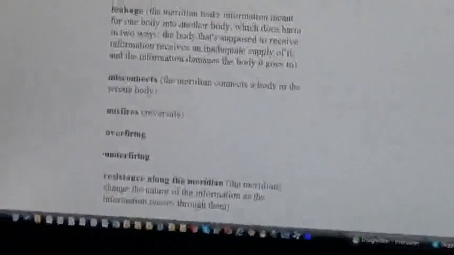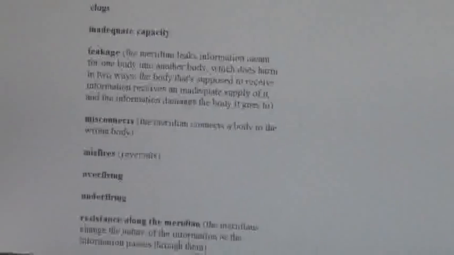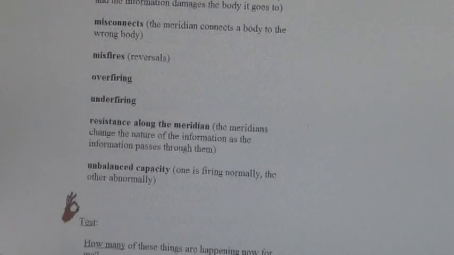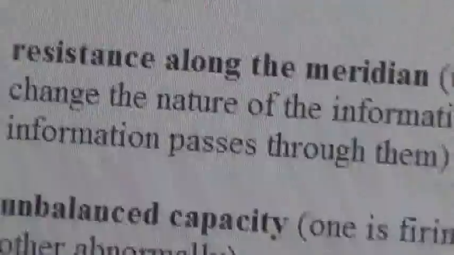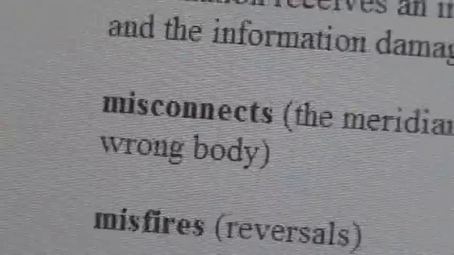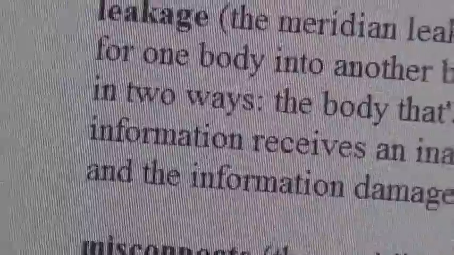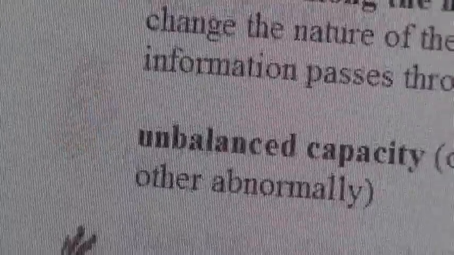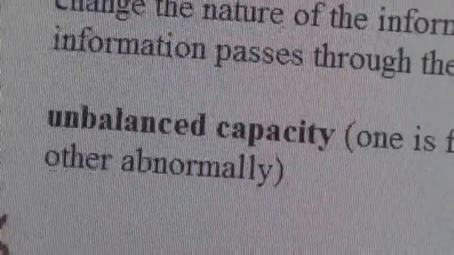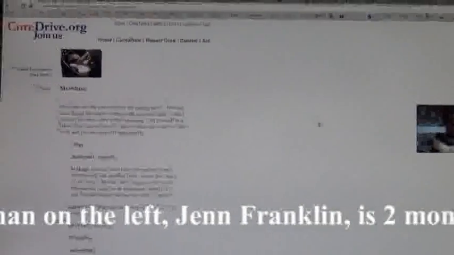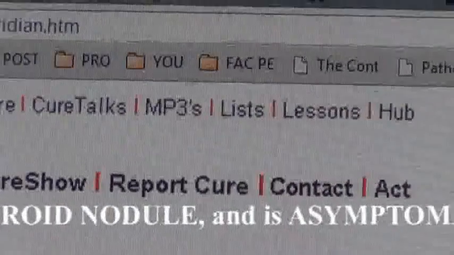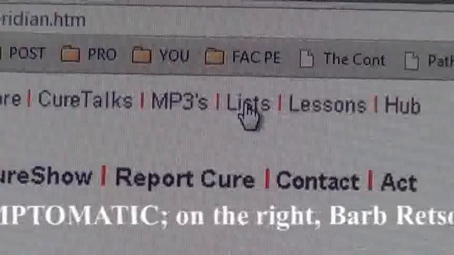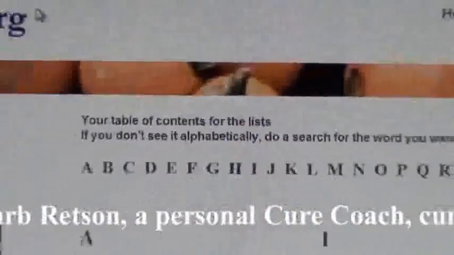There are meridians inside the bodies, outside. All the bodies have meridians, not just the physical body. The acupuncturists work with the ones on the surface, but there are ones inside the body too, and every organ has meridians around it. You can see here all these things to test for: resistance along the meridians, unbalanced capacity, misconnects, misfires, leakages. It's another gigantic, or not so gigantic, list. But each thing can then lead to many, many tests on this particular lesson. Also at the top of this page is that same little group of links. Again there's the list of lessons link, and next to it is a list of lists. If you click on that, there's this enormous list of lists.